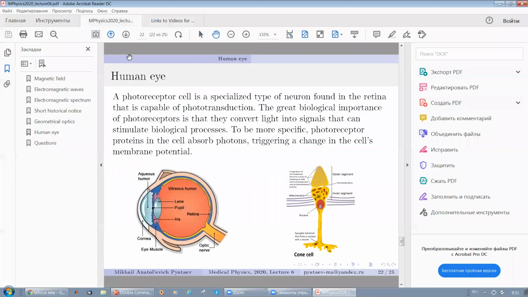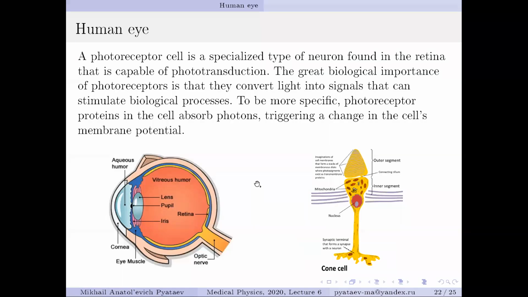Well, let us go further and let us discuss the forming of color image in our eye. We have discussed the optical system of the eye. You have seen it in the video, but one important property of our eye is the ability to see different colors. And how does it work, how can we do this? It is based on the appearance of three types of cone cells.